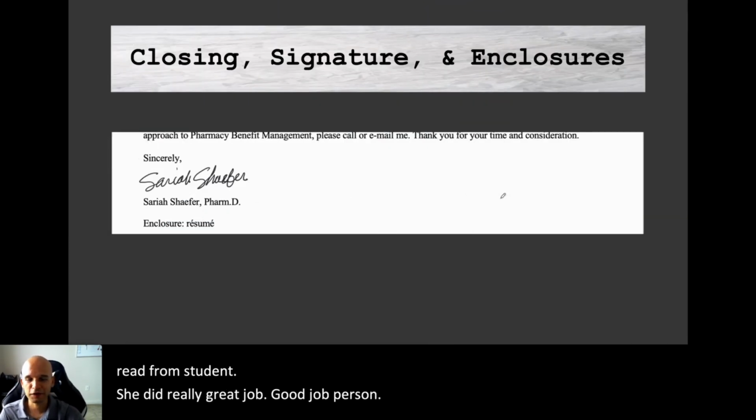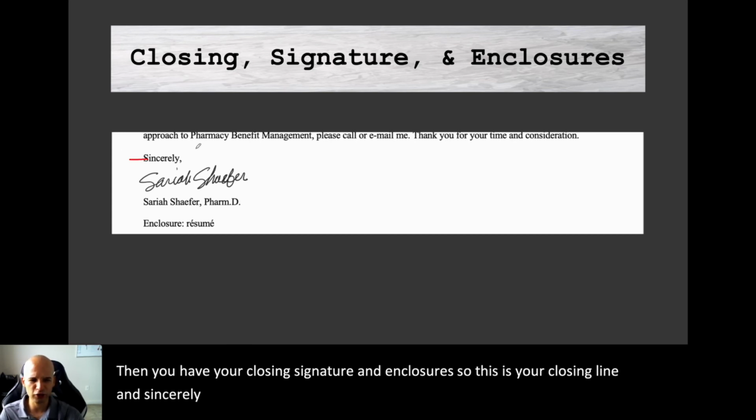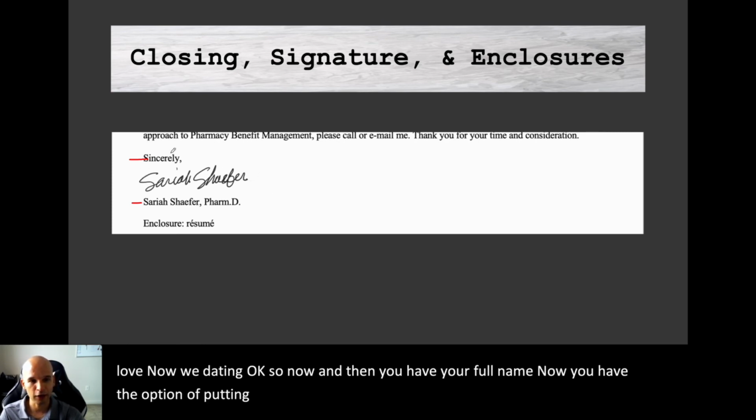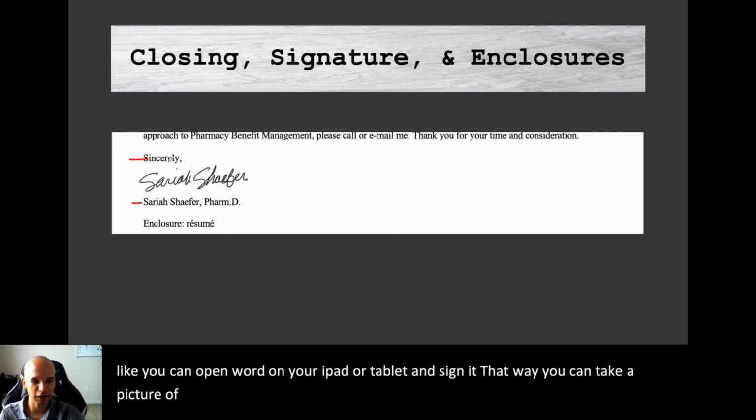Then you have your closing signature and enclosures. So this is your closing line, and "Sincerely." I don't recommend "Sincerely yours" or "Yours truly." You know, what are we, in love now? Are we dating? Okay, so no. And then you have your full name. Now, you have the option of putting your signature, and you can do that in a lot of ways. Like you can open Word on your iPad or tablet and sign it that way. You can take a picture of your signature and then just insert it as a picture.